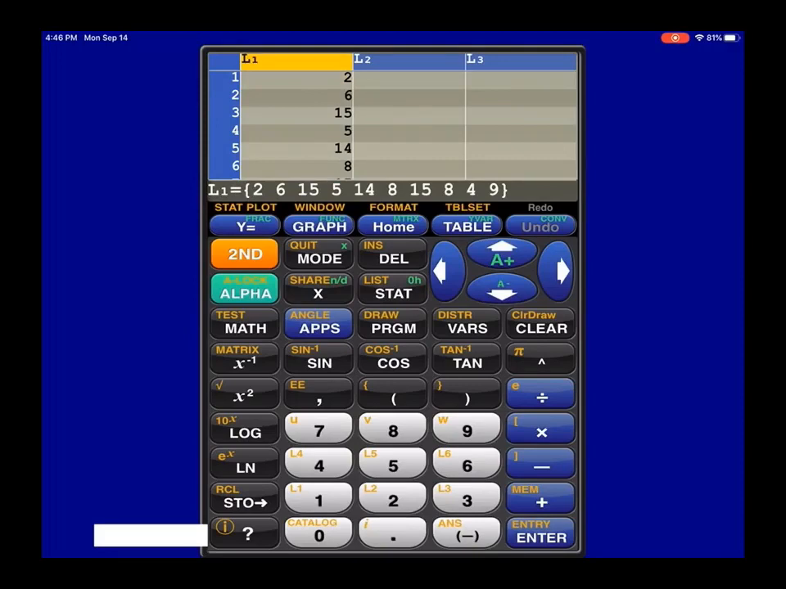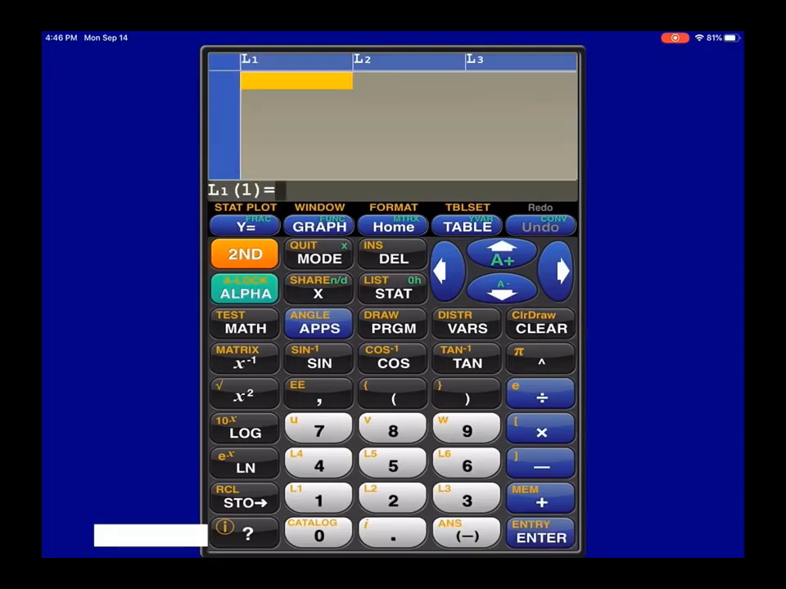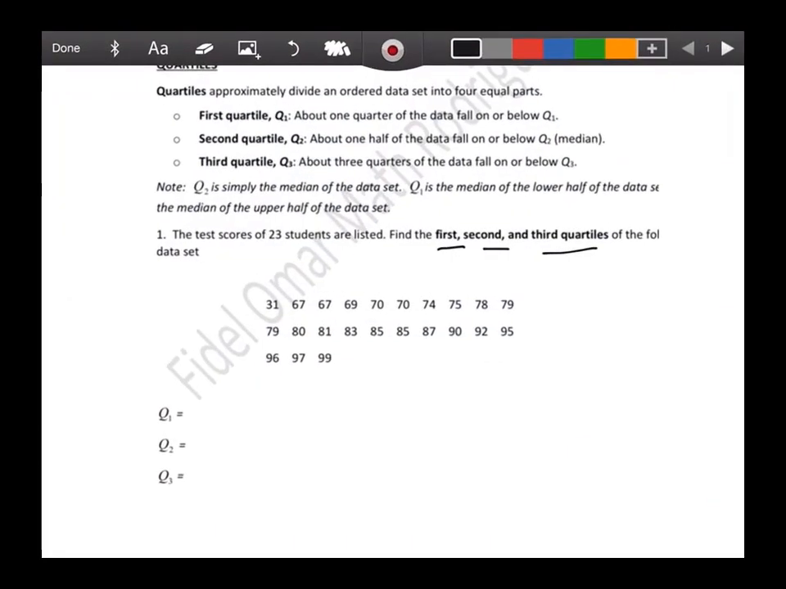And now I'm at the top, and I'm going to clear it out, okay? And I'm going to hit enter. Okay, so now my list is cleared. So what I want to do is I'm going to come back here and I'm just going to start listing these numbers. I'm going to start entering them in. So I have 31, 67, 67, 69.